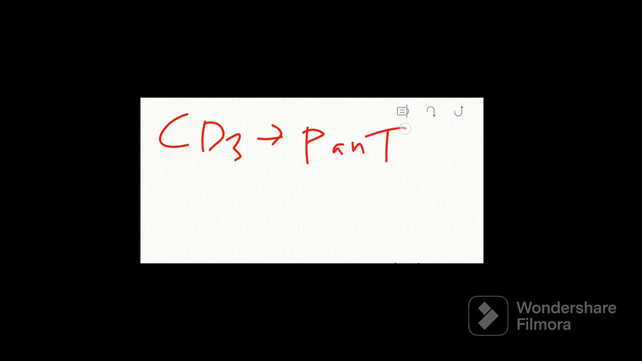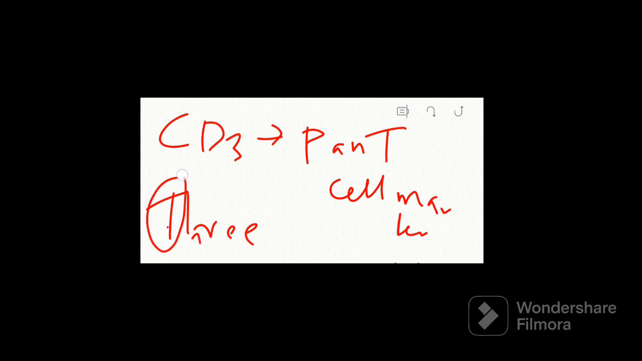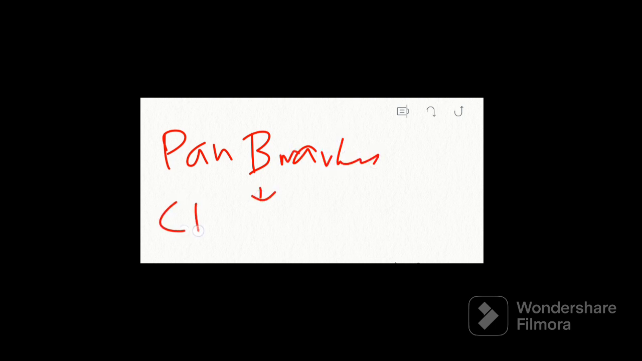Okay. Next, CD3 is also known as pan T cell marker. We can remember like this: 3, and this T is for pan T. Okay, and when we talk about pan B marker, it is CD 19. Okay, that's all about interleukins and other cytokines.